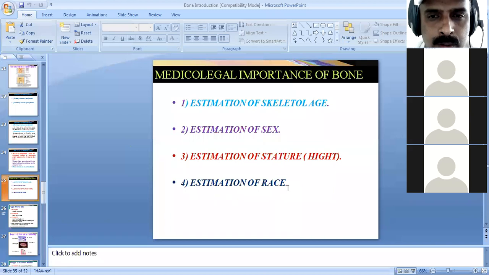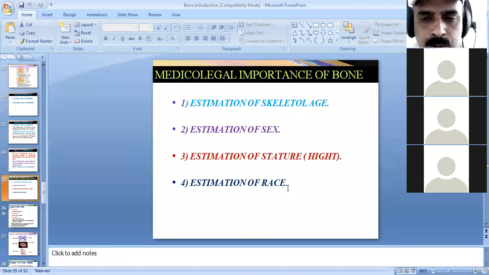Taking one bone, or in an aircraft accident, we get different bodies, and in burnt bodies too. So what is the age, what is the height, does it belong to a male or female, and the race also can be identified by looking at the bone. Looking at the bone, we can identify the age, sex, stature, and race. How? First one, I have told, estimation of the skeletal age.